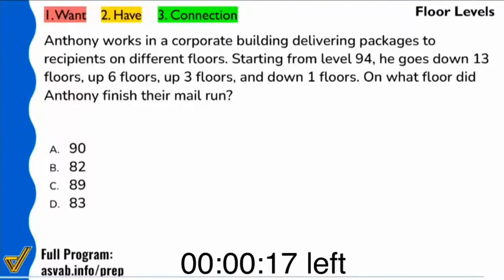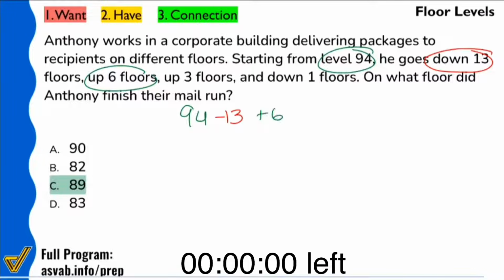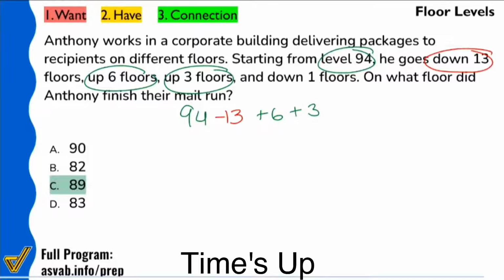All right. The correct answer here will be C, 89. The way that we get there, if you want to take a quick screenshot, you start on level 94. Down 13 means minus 13. Then we have up 6, so that would be add 6. Up 3, which would mean add 3. And then down 1, which means subtract 1.